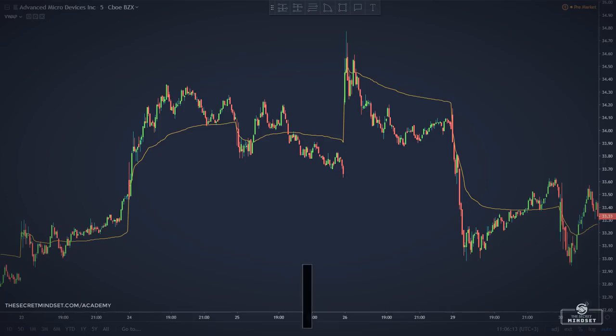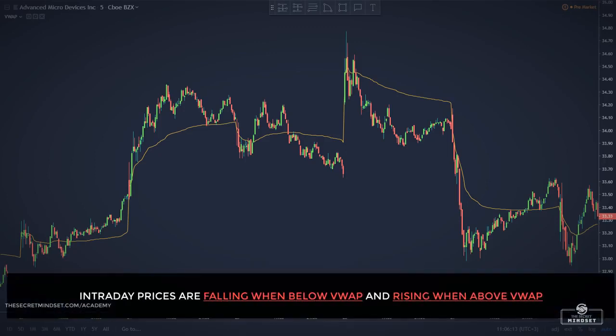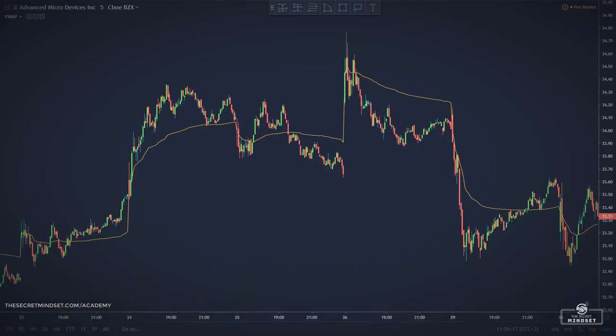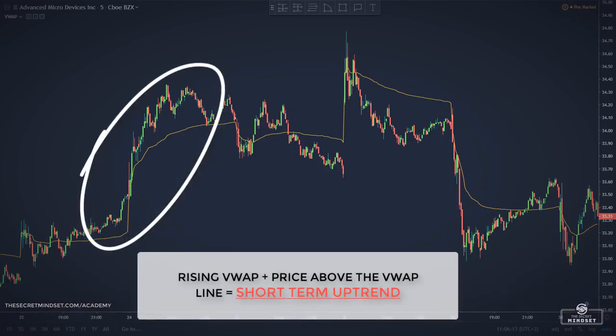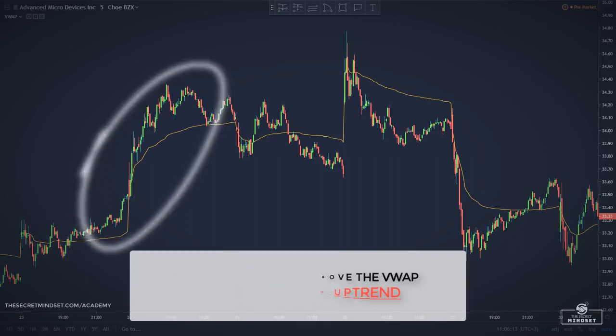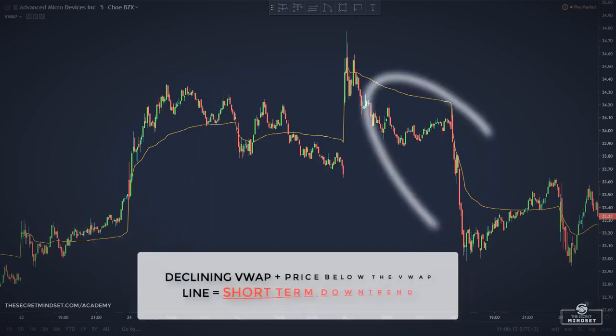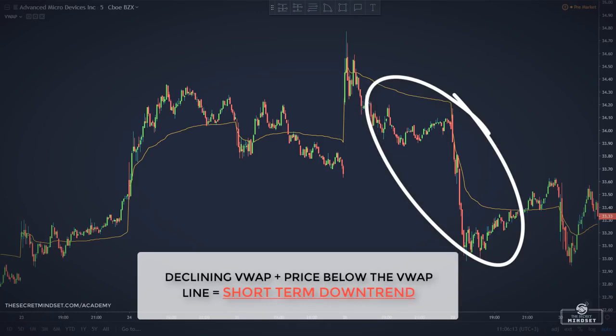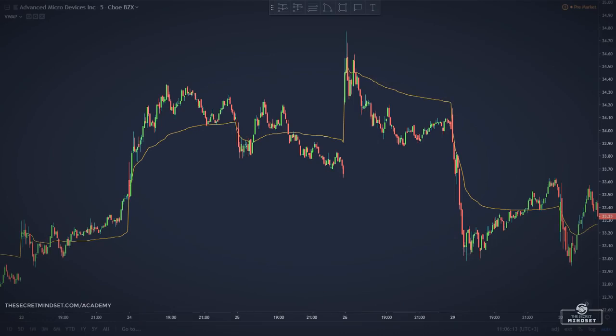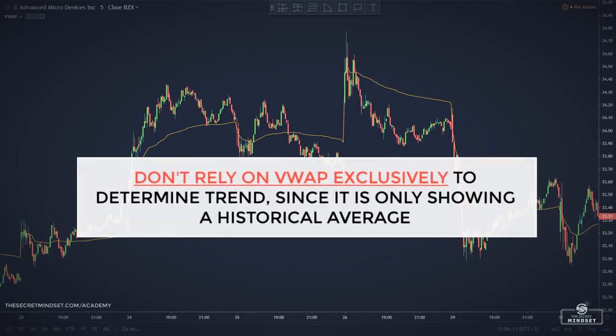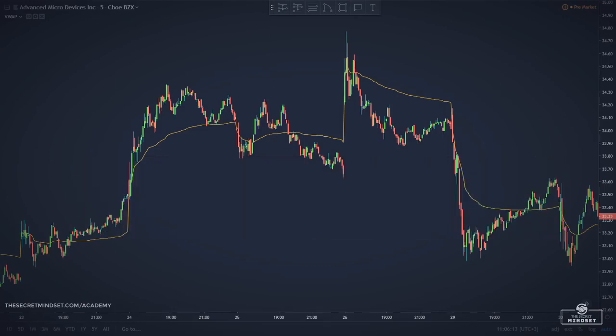In general, intraday prices are falling when below the VWAP and are rising when above the VWAP. So a rising VWAP and the price above the VWAP line means the price is likely in a short-term uptrend. A declining VWAP with the price below the VWAP line means that the price is likely in a short-term downtrend. Also, don't rely on VWAP exclusively to determine the trend, since it is only showing a historical average and not what is happening currently or in the future.